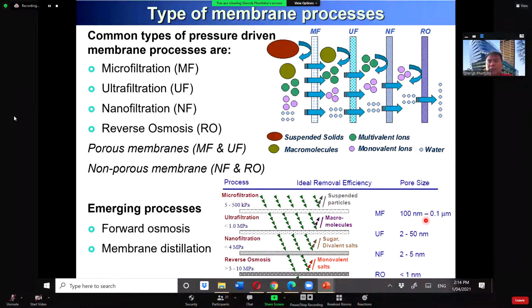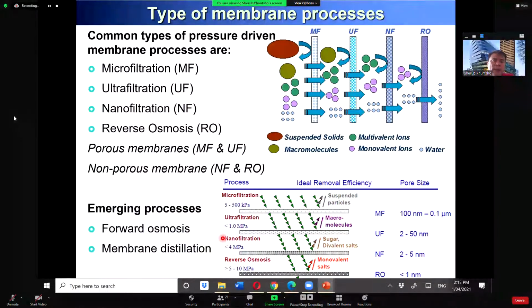Microfiltration is usually between 100 nanometer and 0.1 micrometer. So 0.1 micrometer is 100 nanometer. Sorry. So yeah, it can be up to 0.4 micrometer also. Ultrafiltration is between 2 and 50 nanometers, and 2 to 5 nanometer is nanofiltration membrane, and reverse osmosis is less than 1 nanometer. So imagine 1 nanometer is 10 to the power negative 9 meters, I think. So to that extent, very small.